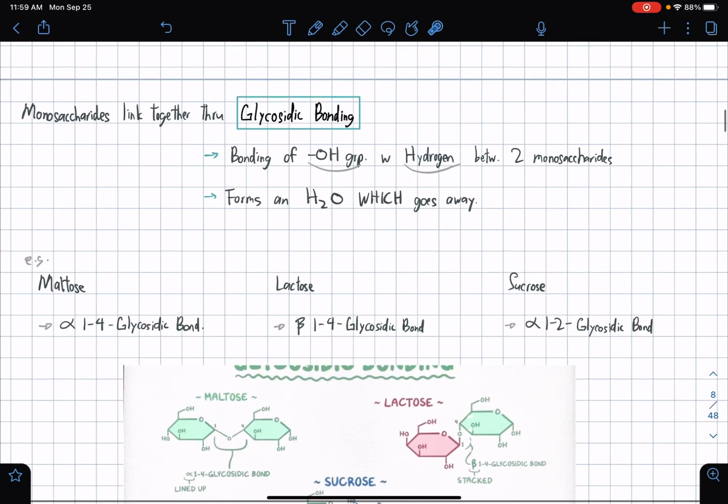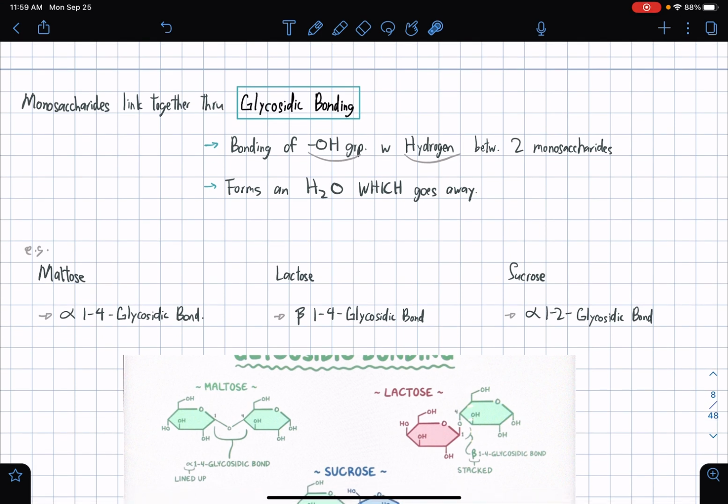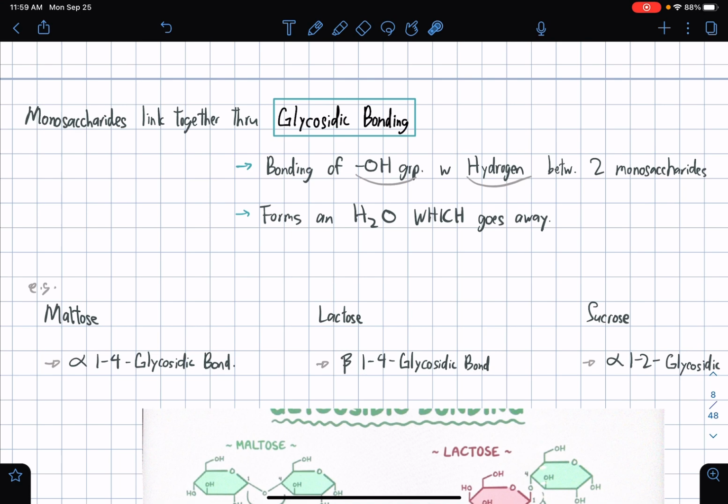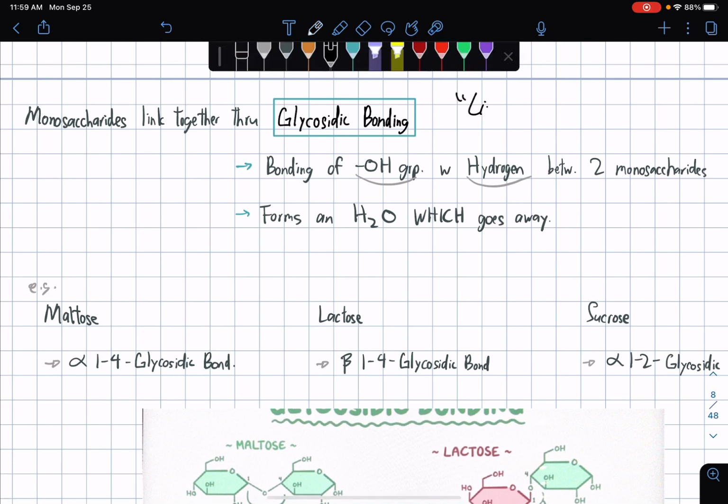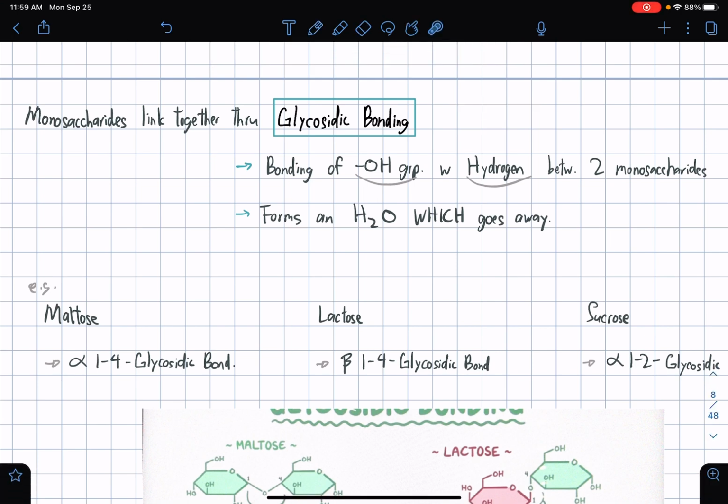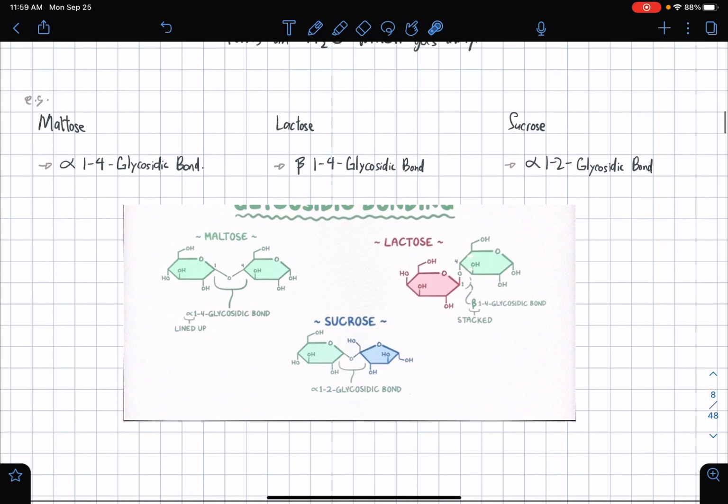So yeah, monosaccharides link together through what is called glycosidic bonding. Earlier, it was mentioned as glycosidic linkages. I guess they're the same. I'm pretty sure, but yeah. Glycosidic bonding is basically the bonding of an OH group with hydrogen between two monosaccharides, and it forms a water molecule which goes away. This water molecule goes away in the event of a dehydration reaction.